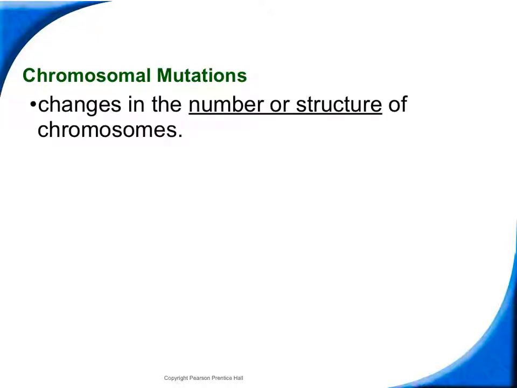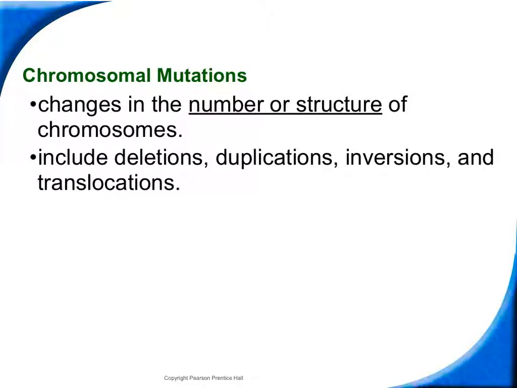We're going to take a look at chromosomal mutations. The mutations we just talked about were genes, changes in a single gene. Now we're looking at changing the chromosome itself, the entire chromosome, either adding, removing, or changing the structure of the actual chromosome. These also come in many forms: deletions, duplications, inversions, and translocations, and we will take a look at each one of those in the slides that follow.